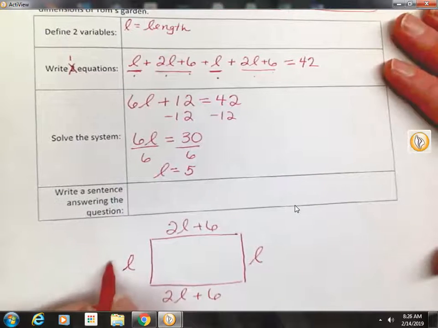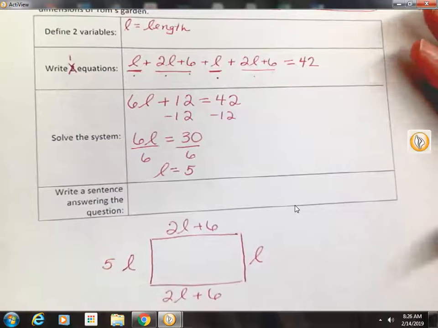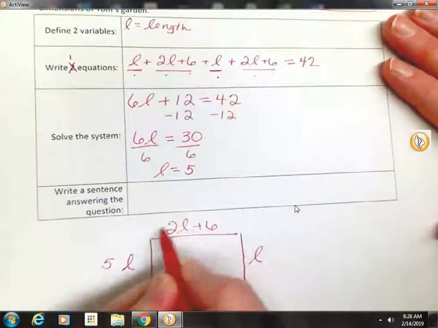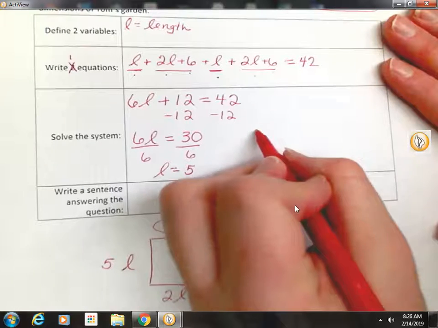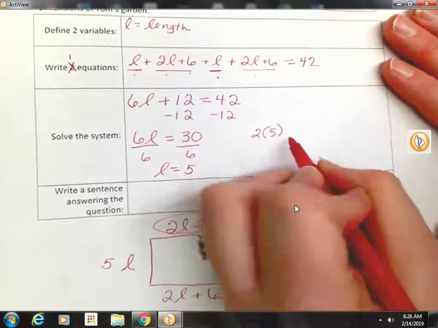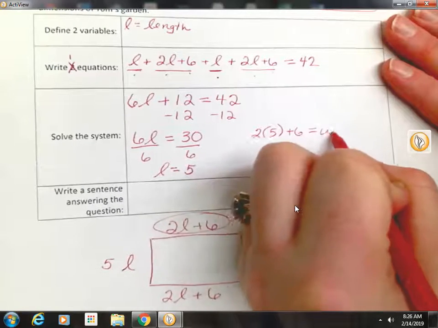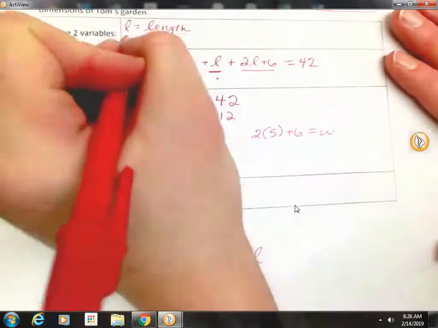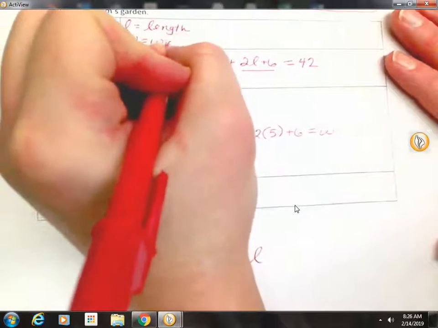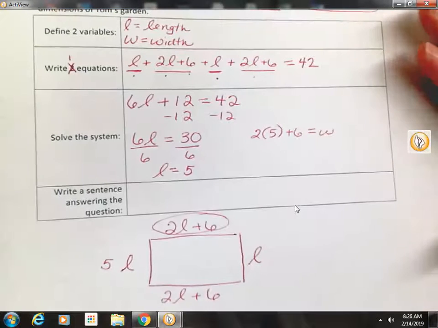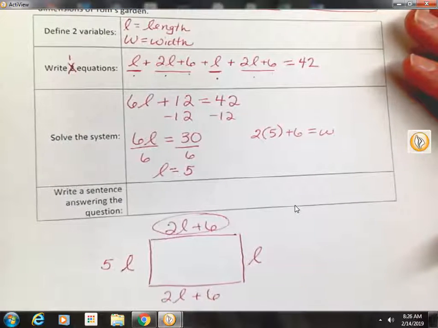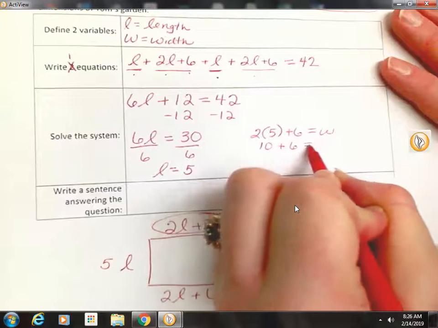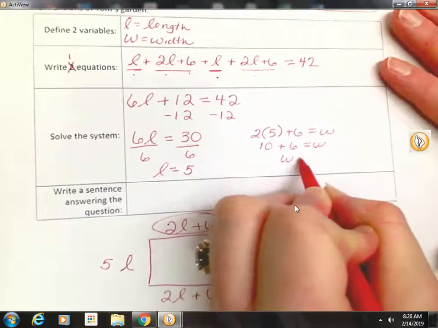Now, if my length is 5, couldn't I figure out my width? My width is here. This is my width. So if I do 2 times 5 plus 6, that's going to equal my width W. Now, I could go back up here and say W equals my width. Introduce a new variable, we'll need to define it. So 2 times 5 is 10, and 10 plus 6 is 16.